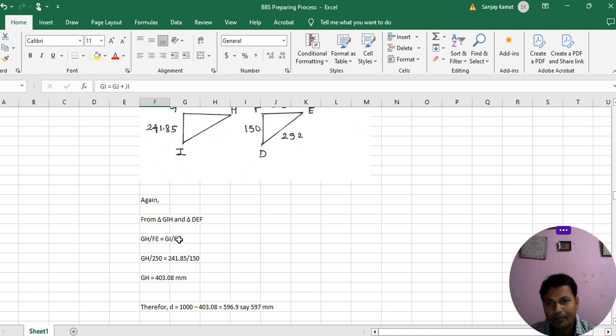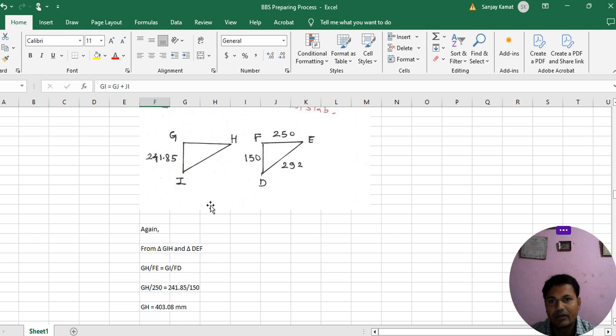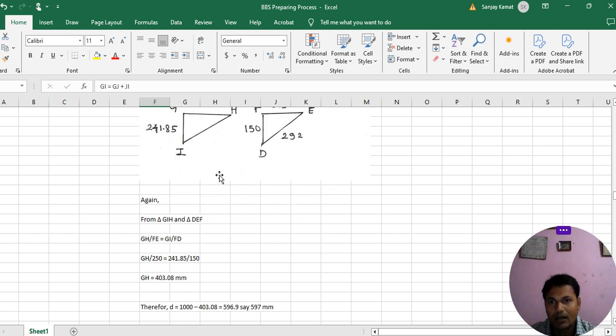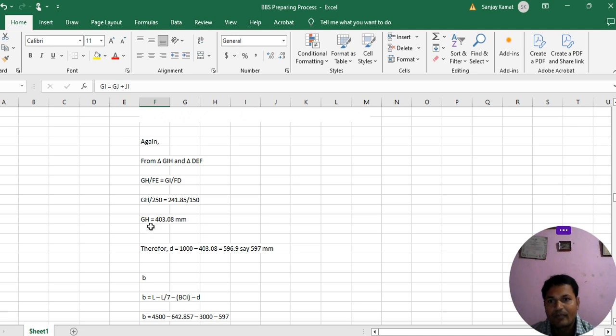And then GH is how much? GH we don't know. We have to calculate it. And now we know the FE value. FE is 250 mm. So we keep all these values in this formula. Once we know all these values, then we can calculate GH. Then how much will it come?